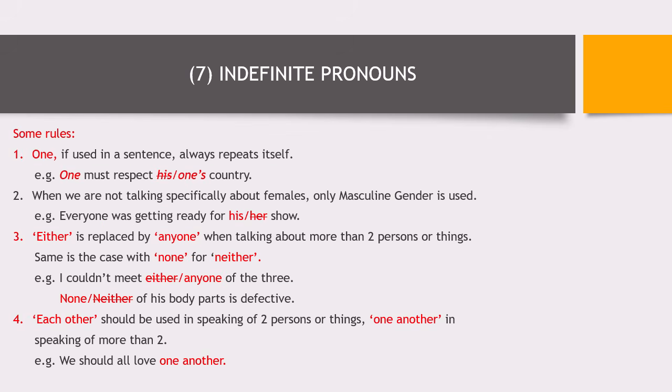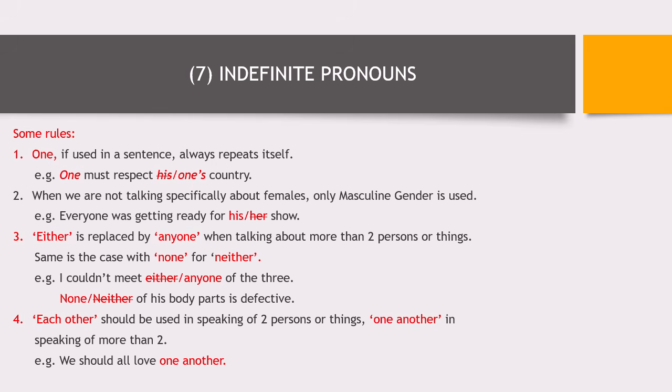Indefinite pronouns. Some rules. 1. If used in a sentence, one always repeats itself. Example. One must respect one's country. 2. When we are not talking specifically about females, only masculine gender is used. Example. Everyone was getting ready for his show. 3. Either is replaced by anyone when talking about more than two persons or things. Same is the case with none, for neither.